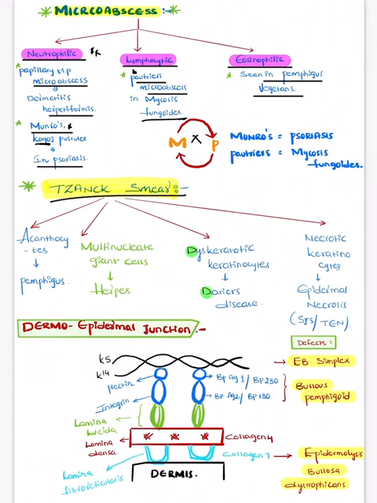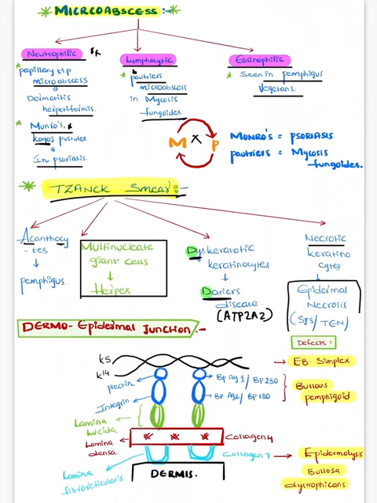Now coming on to the Tzanck smear. Tzanck smear is basically done to look for herpes and other cause. See, if there are multinucleated giant cell with molding and other feature, that is most likely a case of herpes, guys. Now talking about acantholytic cells, means the cells that separate out, that is seen in pemphigus, guys. If there is dyskeratotic keratinocyte, that is seen in Darier disease. I said Darier disease, ATP2A2. If there is necrotic keratinocyte, that is seen in epidermal necrosis, that is Stevens-Johnson syndrome or toxic epidermal necrolysis.